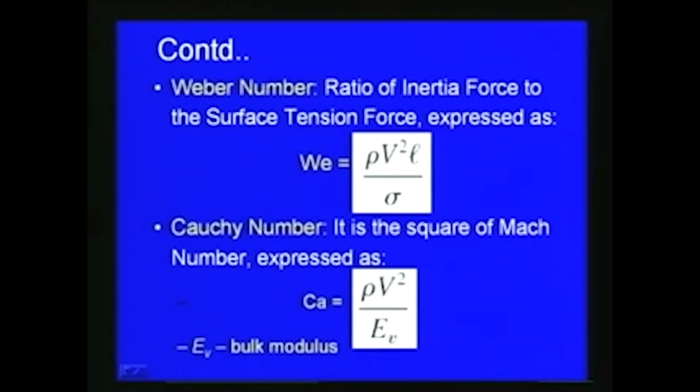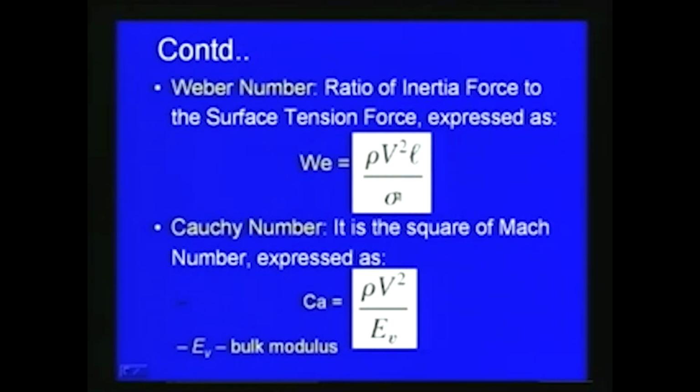And then another important dimensionless number is called the Weber number. Weber number is the ratio of inertia force to the surface tension force. In many fluid mechanics problems surface tension is very important, so here we can use the Weber number. It is defined as rho V square L by sigma, where rho is the density of the fluid, V is the velocity, L is a characteristic length, and sigma is the surface tension.